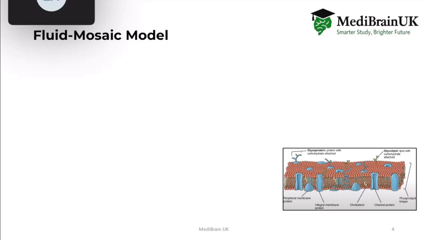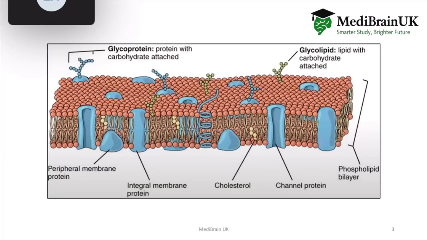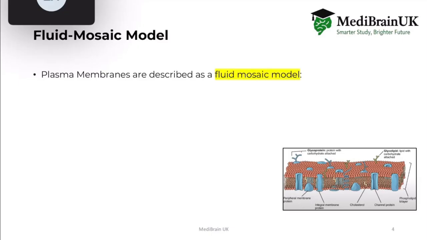Okay, so we're going to start off with a key definition on the specification, and that is the fluid mosaic model of the cell membrane. Okay, now this cell membrane can be described as being the fluid mosaic model. And what does the fluid mosaic model of the cell membrane actually mean? Well, the fluid mosaic, you need to look at them separately. What does fluid mean and what does mosaic mean? Okay, so plasma membranes or the cell membrane can be described as the fluid mosaic model. Fluid, what does that mean? You need to define it. Mosaic, what does that mean? You need to define it.